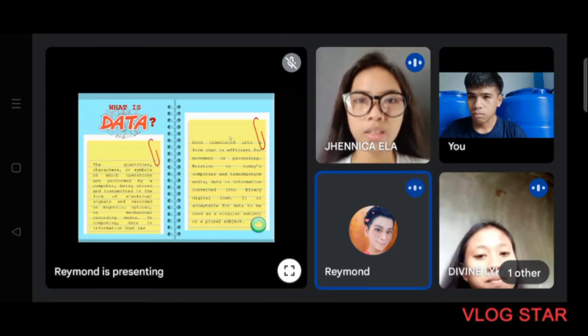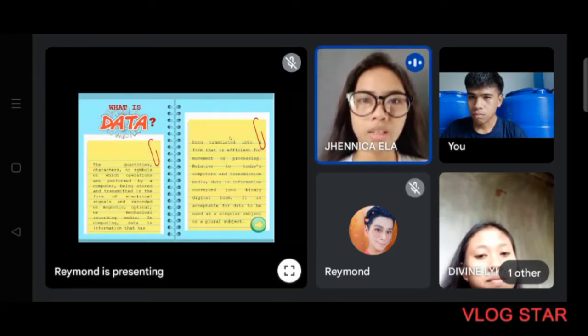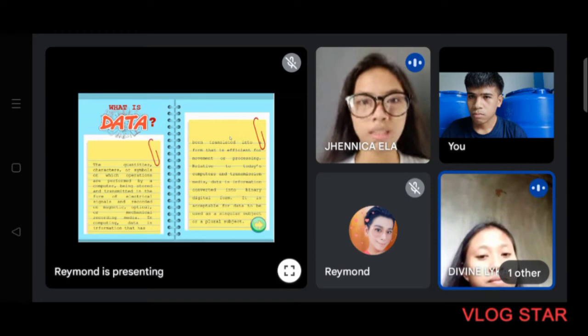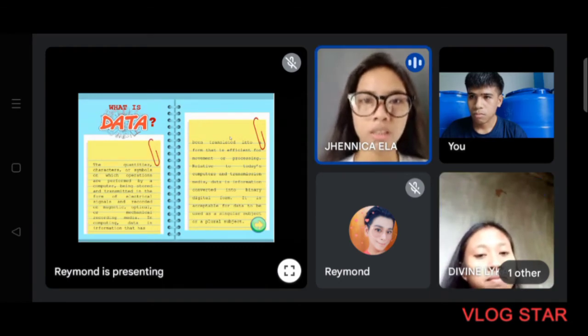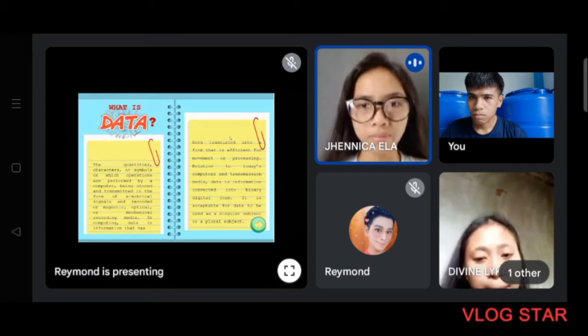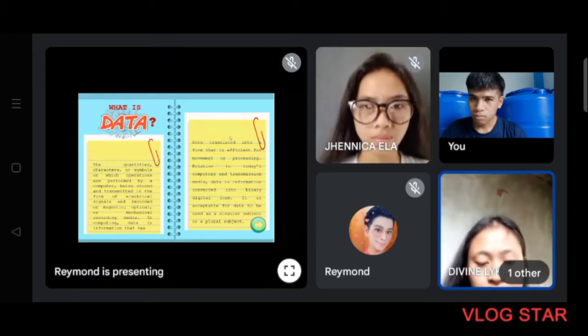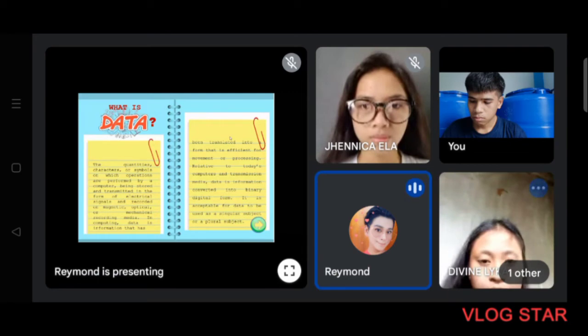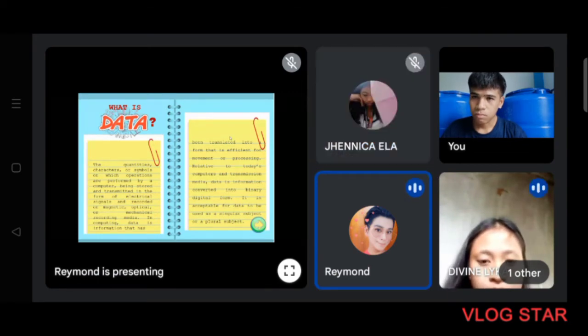From my own point of view, data is a collection of information that is organized in a specific way. It is typically collected and stored electronically, but it can also be stored on paper. Data is information that has been translated into a form that is efficient for movement or processing.